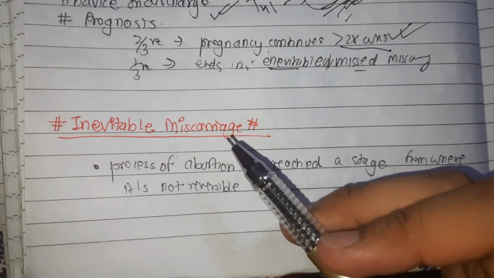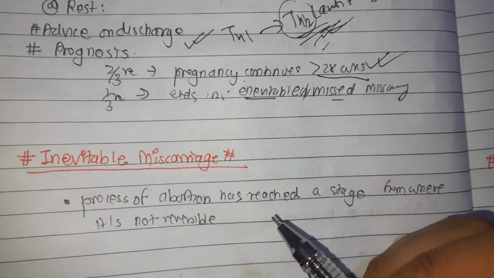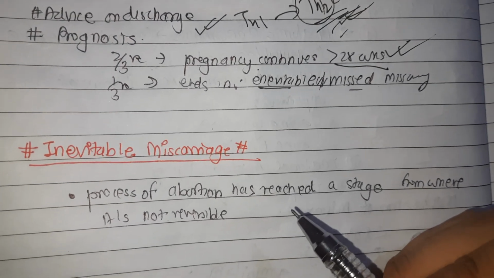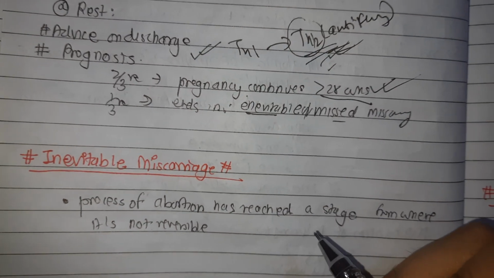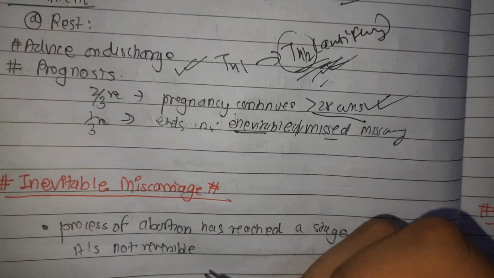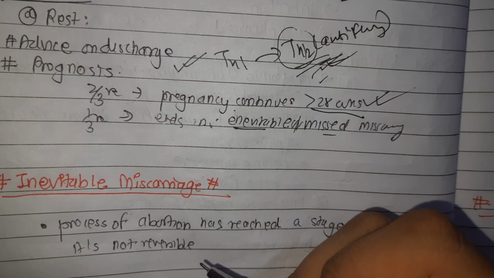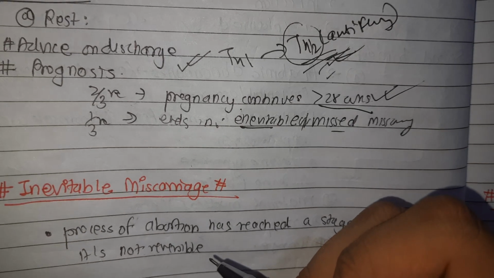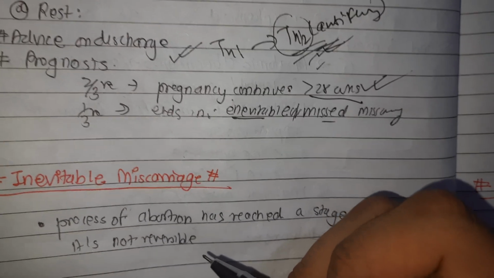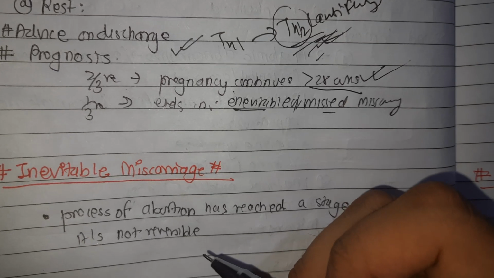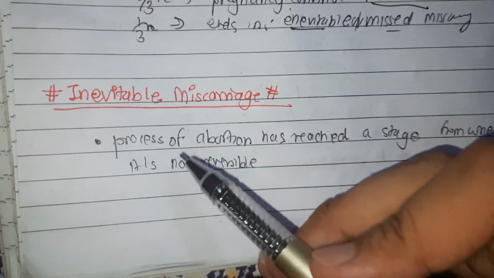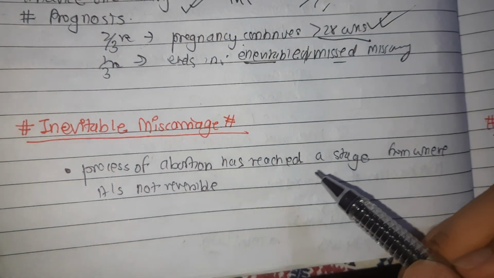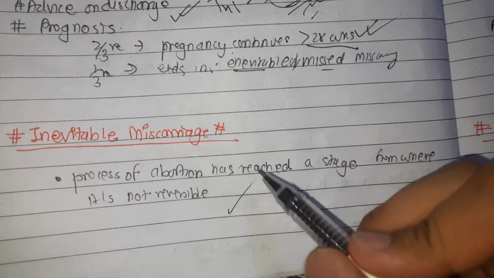There is a term known as inevitable miscarriage. Here the process of abortion has reached a stage from where it is not reversible. It is a clinical type where presence of bleeding, cervical dilation, and abdominal pain indicates impending abortion. So we will repeat it again. The process of abortion has reached a stage from where it is not reversible. So this is called inevitable miscarriage.